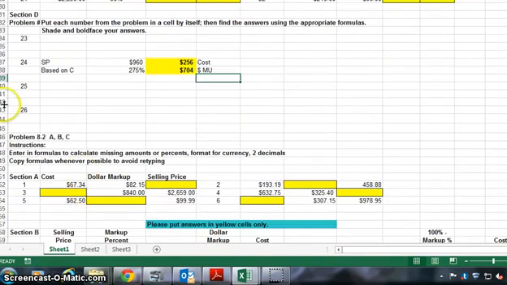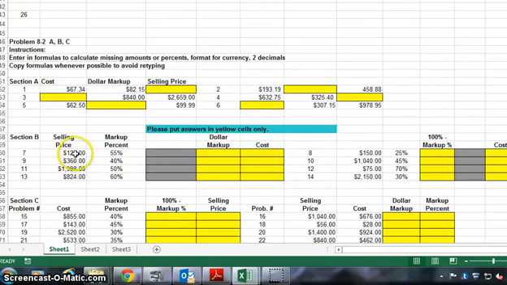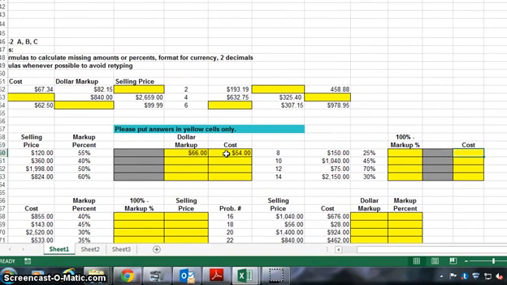When you go into the second part of this chapter, the first 6 problems are identical to the ones above, where you are adding or subtracting to find the missing number. But when you get into working with the percents, when you're based on selling price, this part is the same. To get the dollar markup, you take the selling price times the markup percent if it's based on selling price. And to find the cost, we're going to subtract the dollar markup from the selling price. Now let's move over to this side of the spreadsheet here.